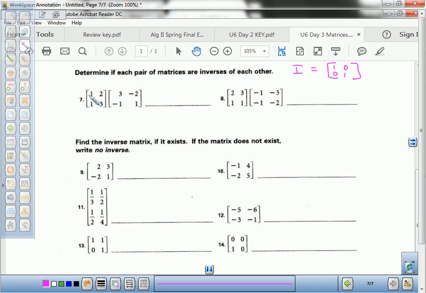Okay, so let's do this first one together. 3 minus 1 is, 3 minus 2 is 1. And then -2 plus 2 is 0. And then 3 minus 3 is 0. And then -2 plus 3 is 1. Are these inverses? Yes. Okay, you try number 8. Go ahead and multiply, and if we get the identity matrix, they are inverses.